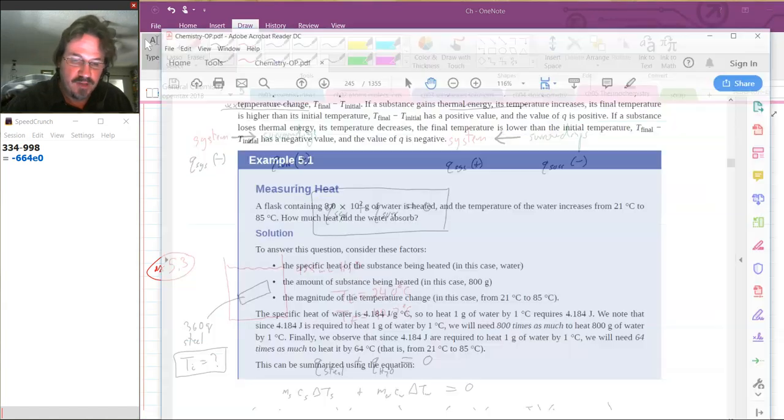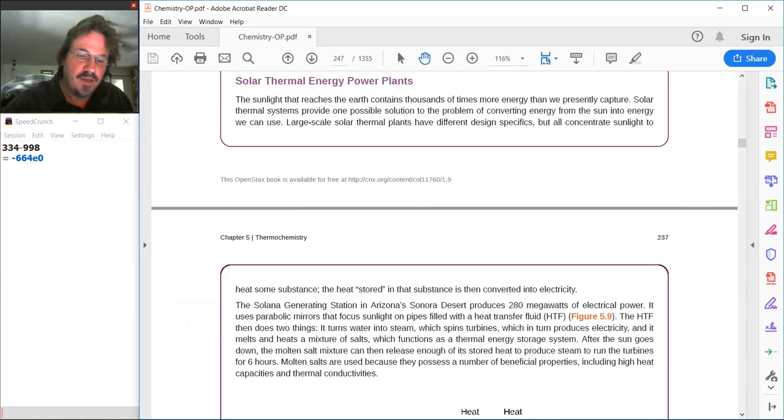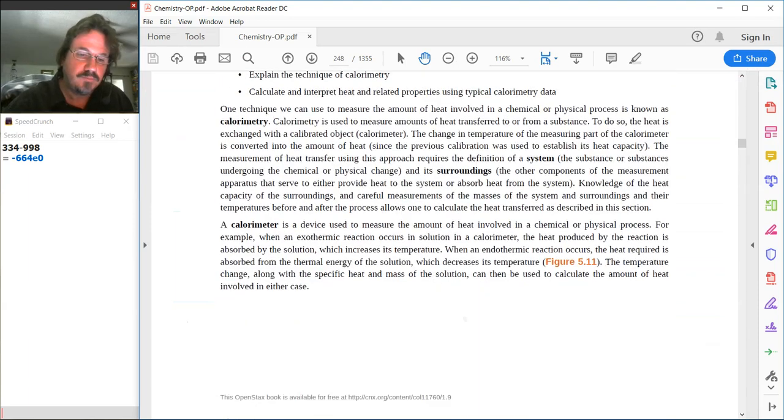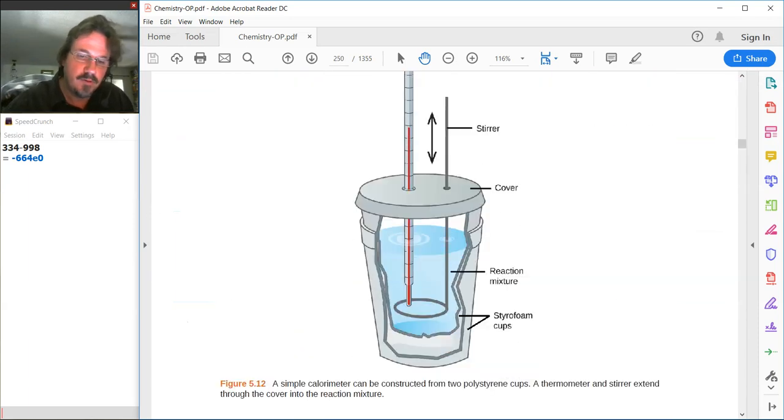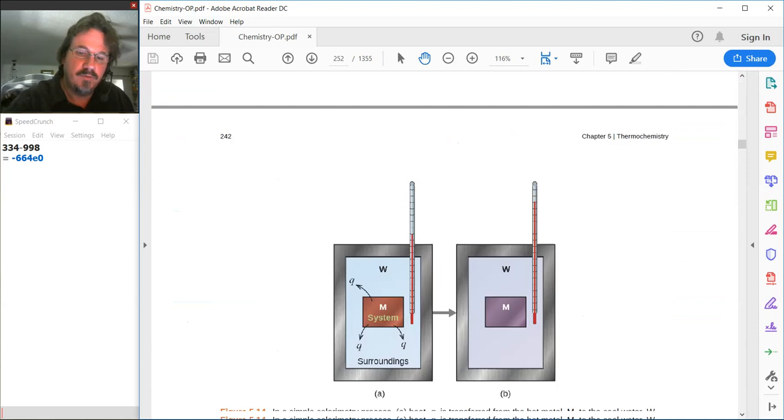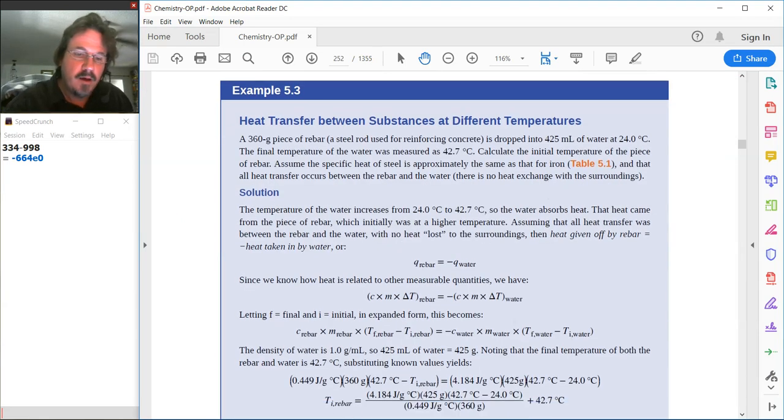Right. So for example, if we take a look at 3 in your textbook. Oh, I went not far enough at all. Different types of calorimeters they're talking about there. Okay, heat transfer between different substances.